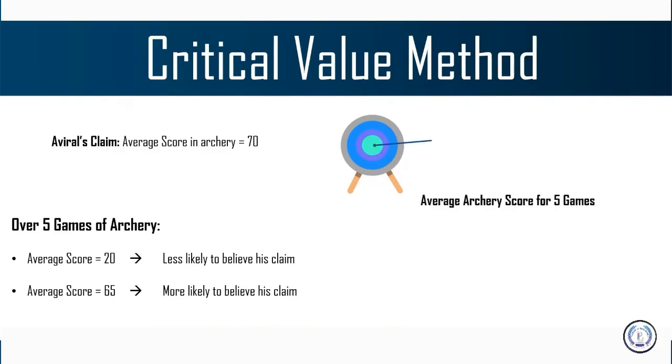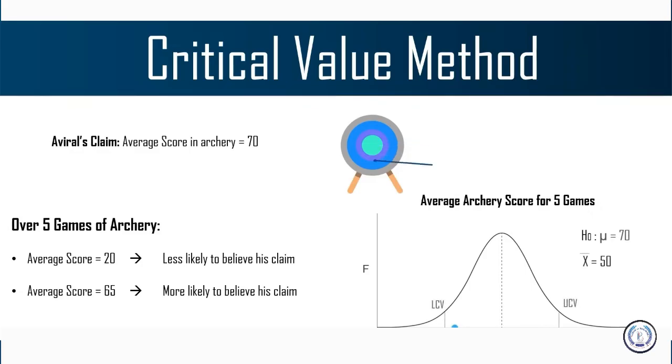So we can see this graph here. Say the status quo is 70. Suppose that for the 5 games he got a little lower score, around 55, 60, or say 50. We can say he scored around 50. Now we have to understand whether we can reject the claim or not.